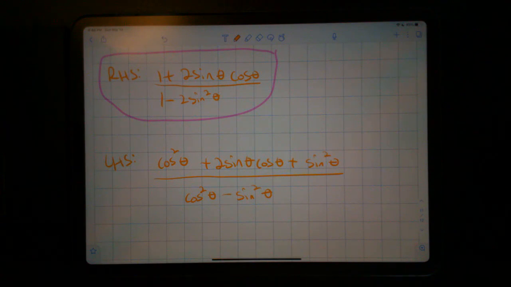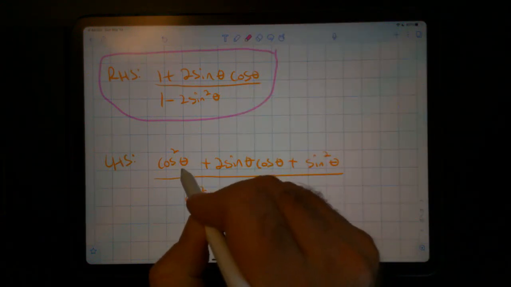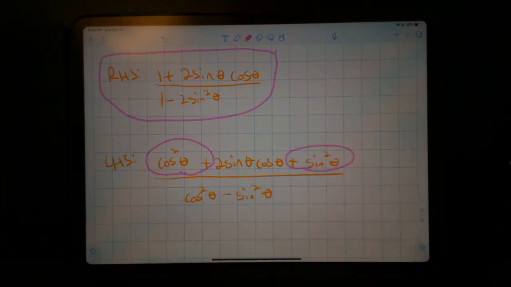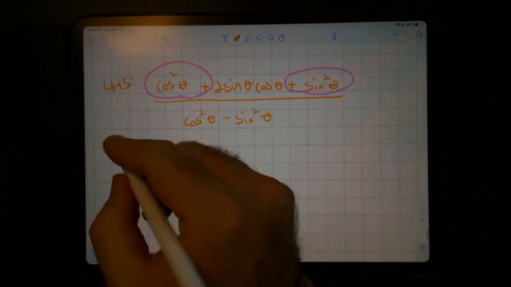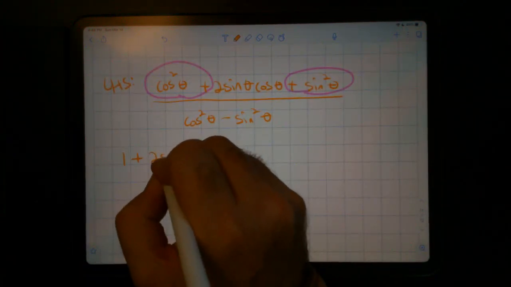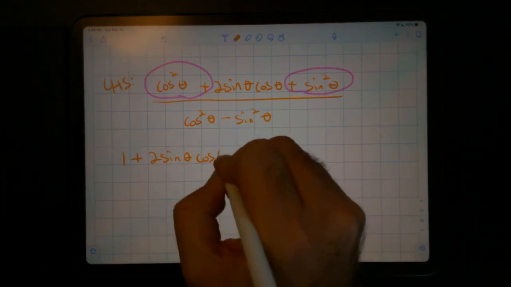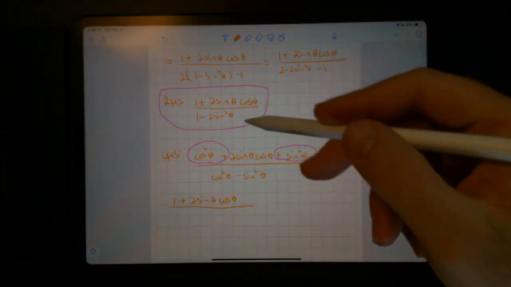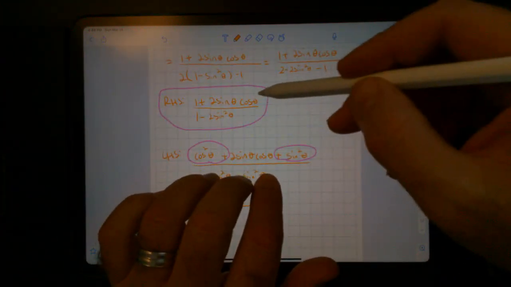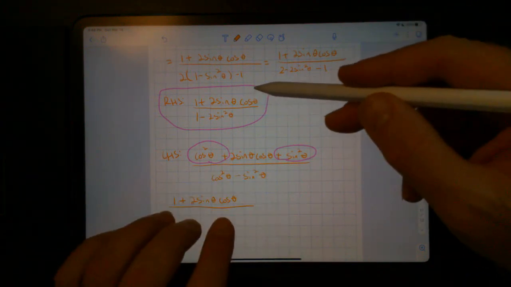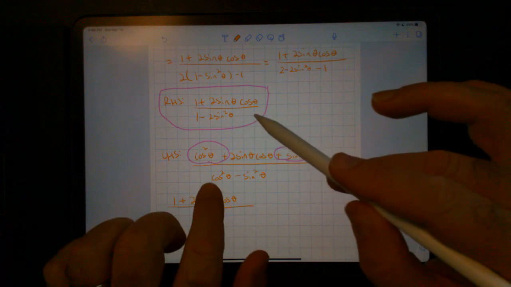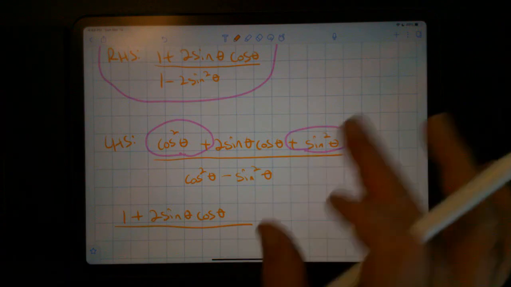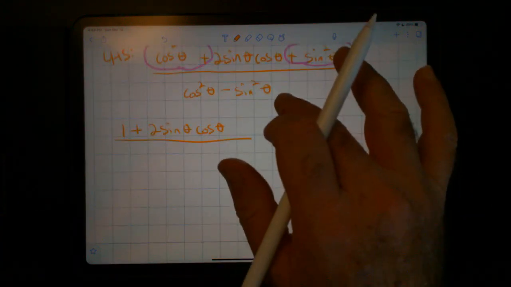Okay. Now, note cosine squared plus sine squared is equal to 1. And in the denominator, I'm wanting these to look the same. So I'm steering the left-hand side to look like the right-hand side. The numerator looks good. The denominator has a sine squared. So let's turn this cosine into a sine squared, and hopefully the left-hand side will turn into the right-hand side.